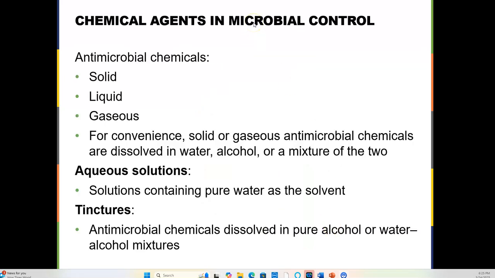Chemical agents in microbial growth. They could be solid, liquid, or gas. For convenience, solid and gaseous antimicrobial chemicals are dissolved in water, alcohol, or a mixture of the two. If it's an aqueous solution, the water is the solvent. If it's a tincture, that means it's dissolved in pure alcohol or an alcohol-water mixture. So you might hear those words. Aqueous is water. Tincture has alcohol.